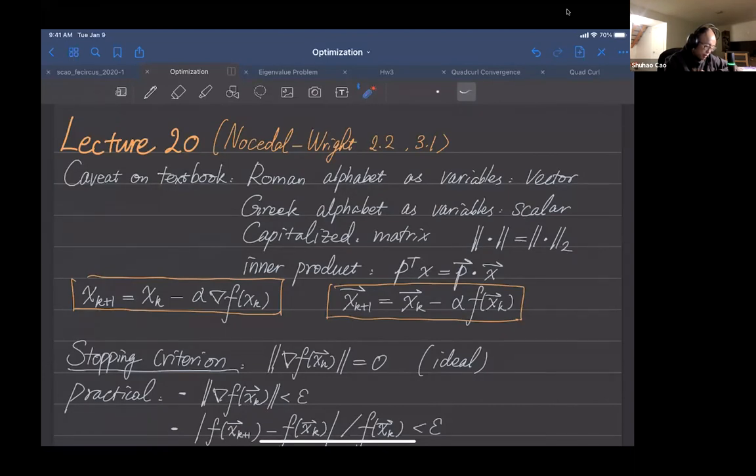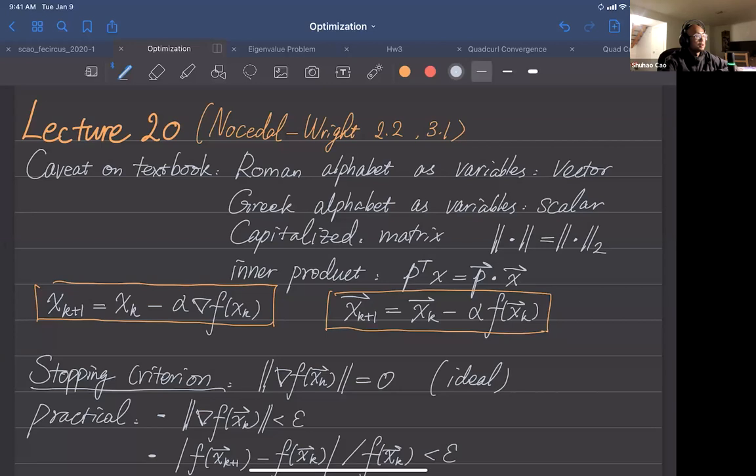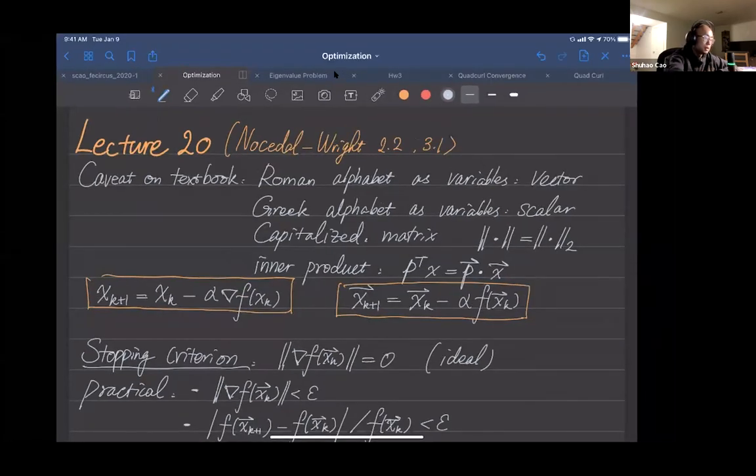In the textbook, the Roman letters are vectors. For example, we have X, we have P, and it doesn't have an arrow on top. So the textbook doesn't have an arrow on top for vectors. It's just these plain letters. And if we have a Greek letter, for example alpha, beta, gamma, it normally stands for a scalar. And if we have a norm, it's just the two norm, and all capital letters stand for matrices.